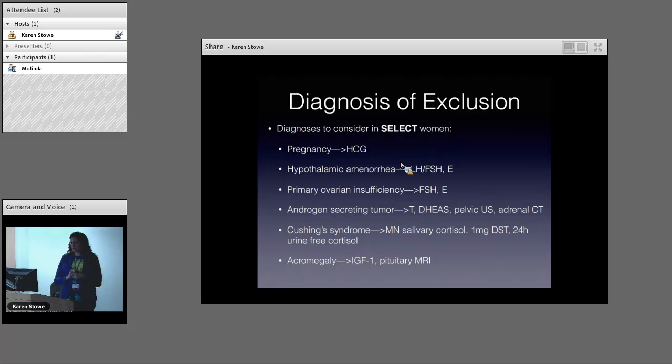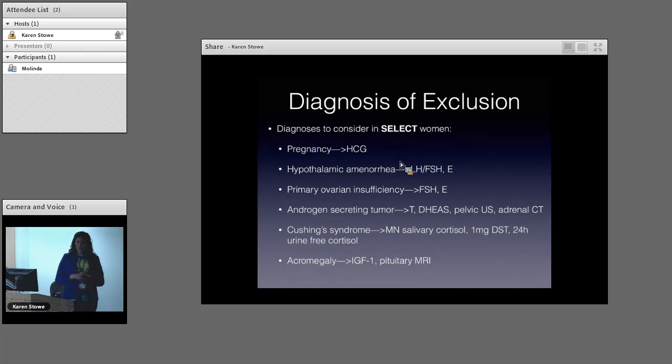If there's a suspicion for hypothalamic amenorrhea, such as an athlete who hasn't had a period for a while, or someone with a known eating disorder, you might want to consider checking an LH, FSH, and an estradiol level, and in that scenario, all will be low. If it's a patient who has other autoimmune disorders and is presenting with menopausal symptoms, you should consider primary ovarian insufficiency and check an FSH along with an estradiol level.